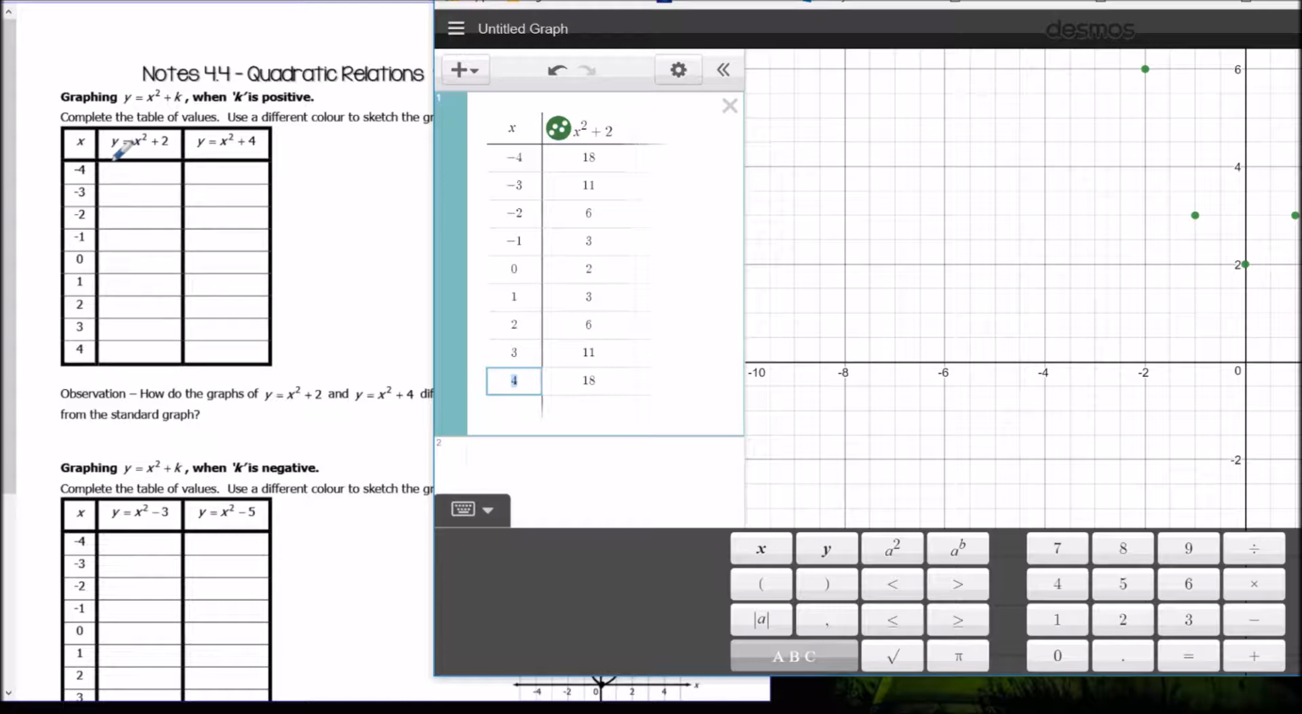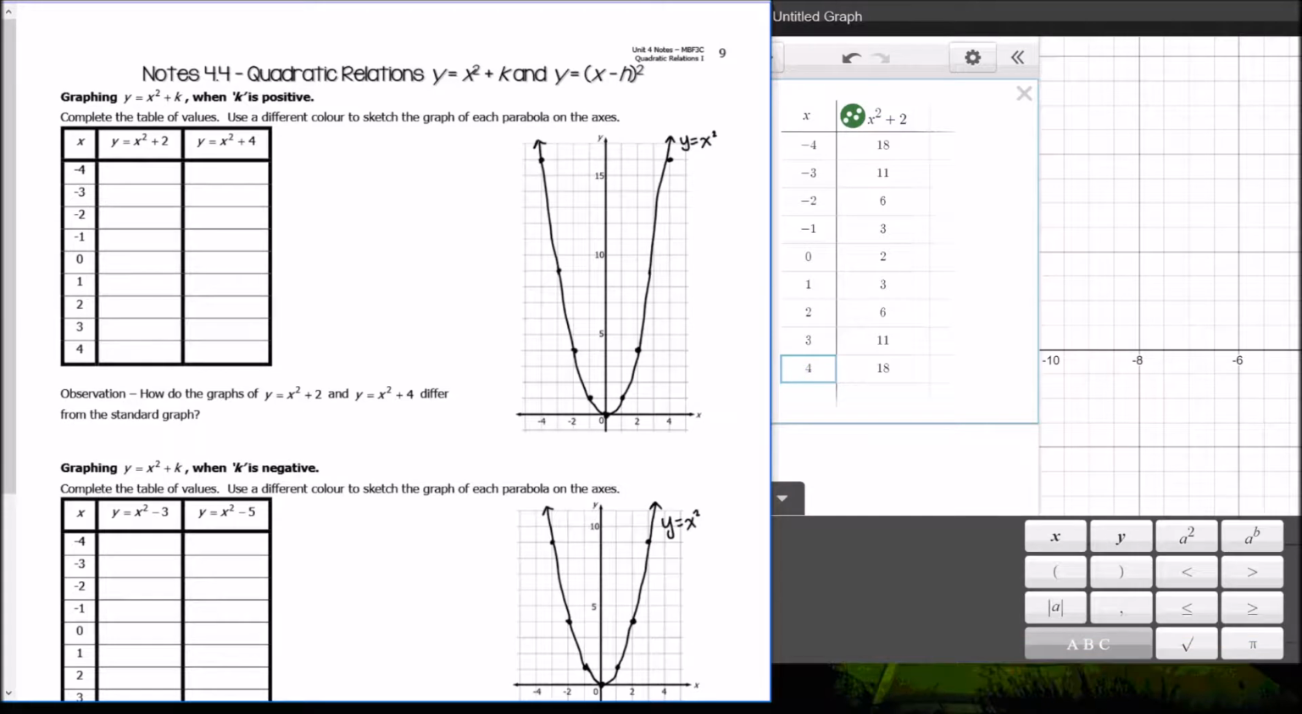So my first coordinate here is going to say -4, 18. So let's go ahead and write that in. So we'll say -4, 18. Our next coordinate is going to be -3, 11. Our next one is going to be -2, 6. And you're going to keep going with the coordinates that we have here. Please fill in the rest and then come back to me to see how you did.